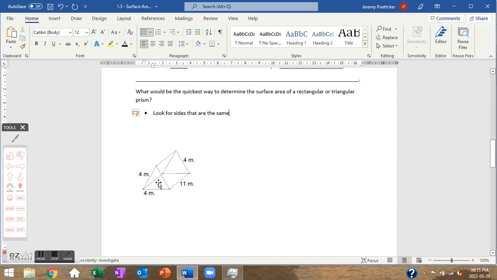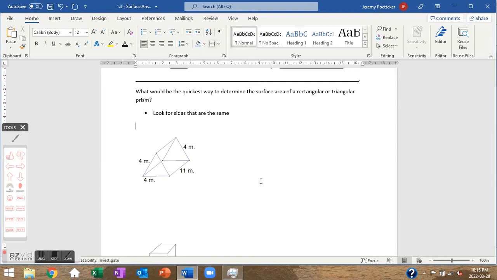But I can also realize, hey, look, there's two triangles here. These two triangles are the same. So I find the area of one and I just multiply by 2. Then I look and say, hey, look, there's 3 rectangles. They're each 4 meters by 11 meters. I can find one of them and multiply by 3. Look for sides that are the same.